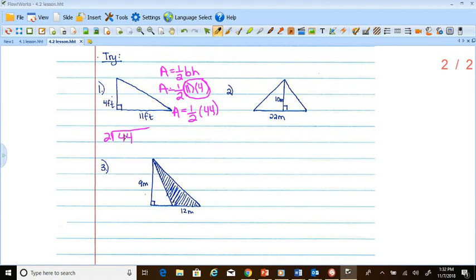So 2 goes into 4 2 times. 2 times 2 is 4. There's a 0. Bring down your 4. Process again. 2 goes into 4 2 times. 2 times 2 is 4 with no remainder. So our area is 22. The dimension is in feet. And because it's area, you always have the measurements squared. Okay, so you always have a little exponent of a 2 there.